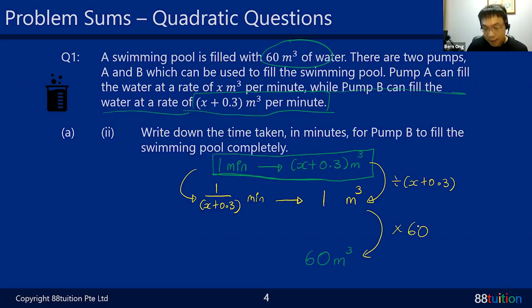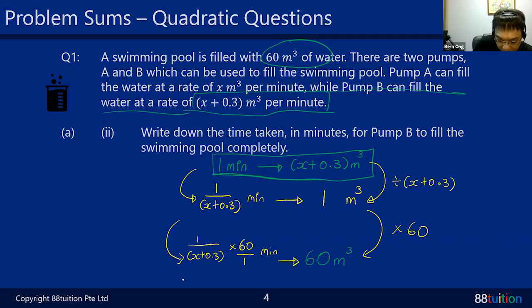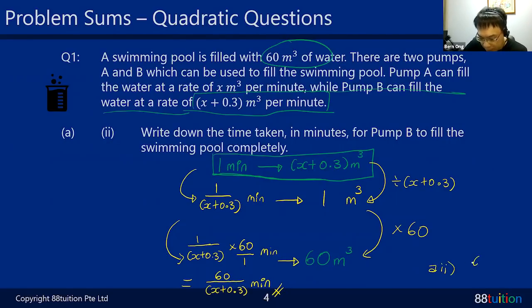If you do a times 60 on the right, remember to times 60 on the left. So your x plus 0.3 is here, this whole thing times 60 minutes. And this 60 is again 60 over 1. Top times top, bottom times bottom. Can you see? So this will be your answer for A part 2. Your answer will be 60 over x plus 0.3 minutes. And please again write in your units.